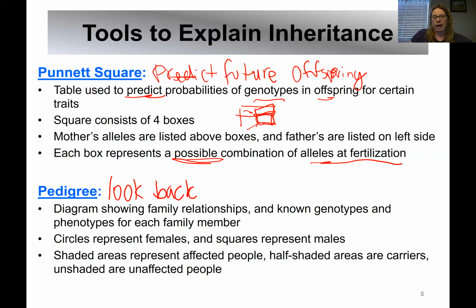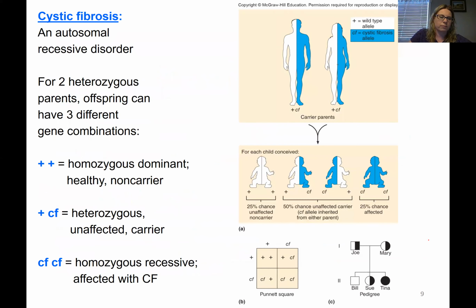A pedigree looks back at genotypes, if those are known, or phenotypes of a family member. Circles represent females, squares represent males, and shaded circles or squares represent someone that's affected by cystic fibrosis or hemophilia or whatever. Half-shaded circles or squares make a carrier, and unshaded would be unaffected. And remember, carriers have the allele, but they're unaffected in recessive disorders.